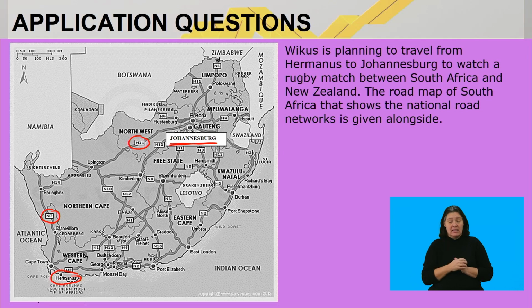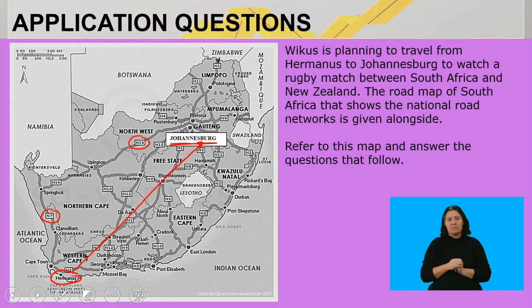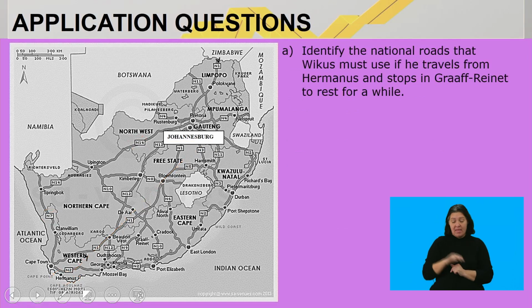So we are saying that Wikus, he's going to travel from Hermanus all the way to Johannesburg. Okay, so that is what needs to happen. That's our scenario here. So let's look at our first question. All right, before we do that, it says, refer to this map and answer the questions that follow. Okay, so question A. It says, identify the national roads that Wikus must use if he travels from Hermanus and stops in Graafrenet to rest for a while.